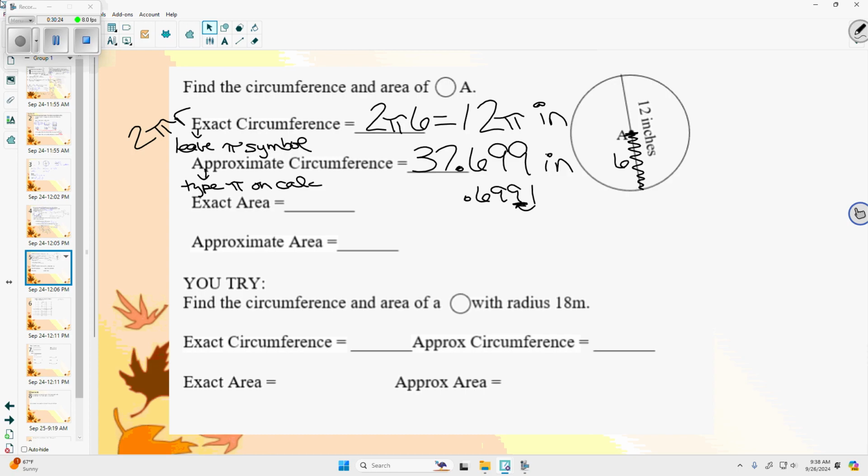On the graphing calculator, the pi button is 2nd and the caret key, which is right above the division symbol.